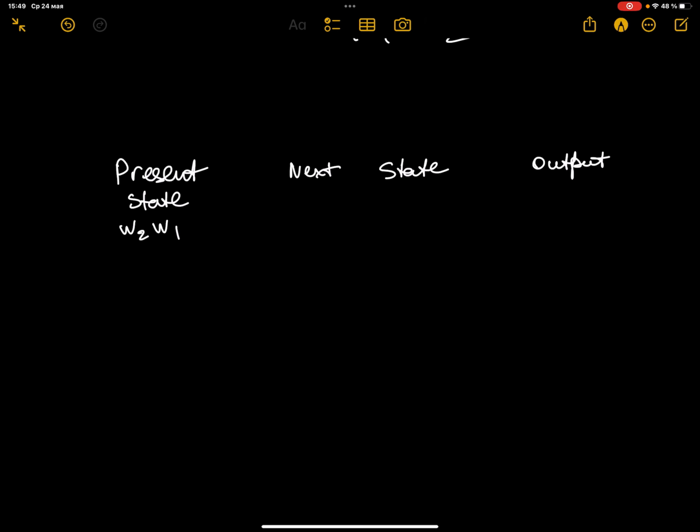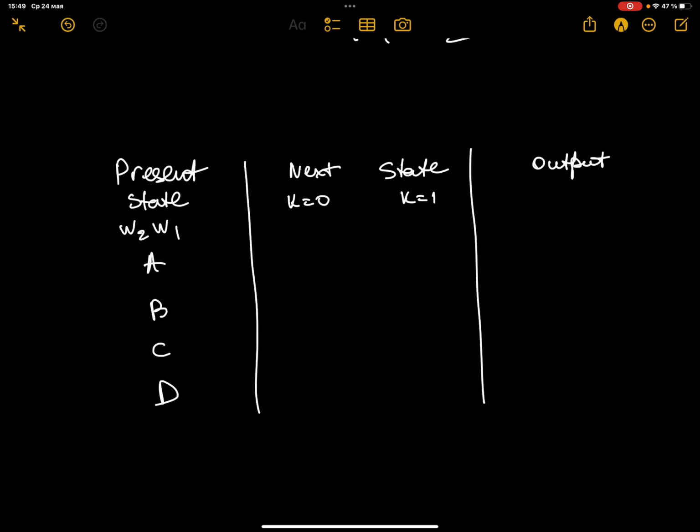So now let's draw the state table. This is the present state, and the next state. This was the state diagram, and now this is the state table. Our inputs are W2 and W1. We have 4 states, A, B, C, D, with K equal to 0 and K equal to 1, and the next state for K equal to 0 and K equal to 1.